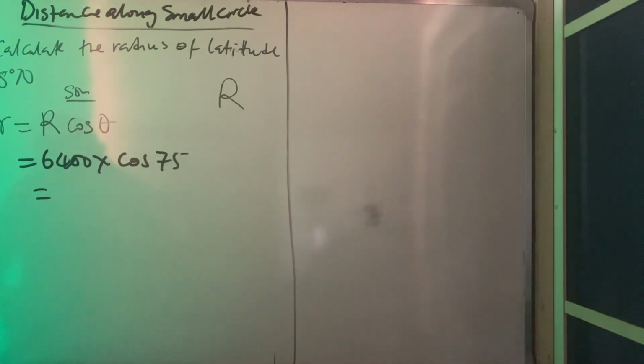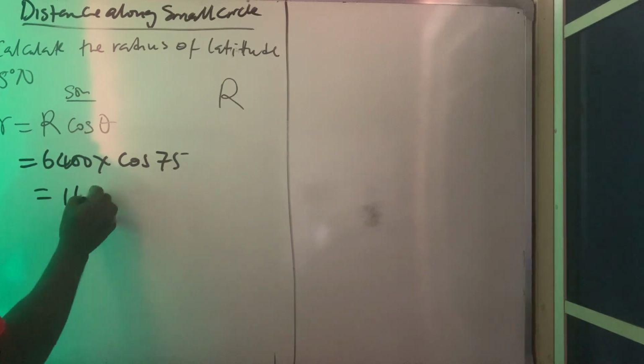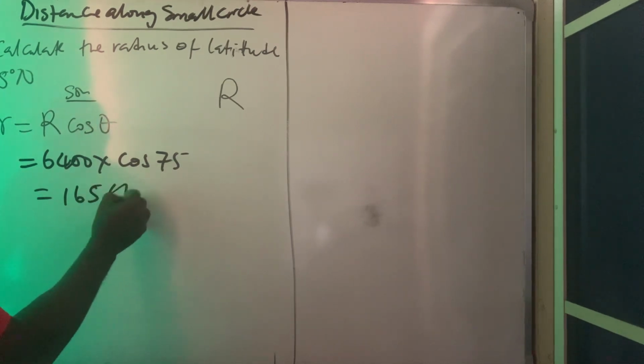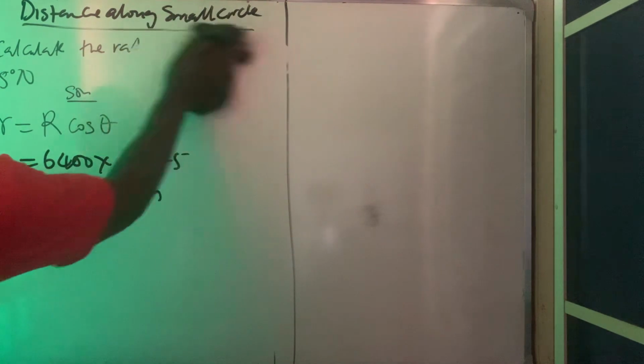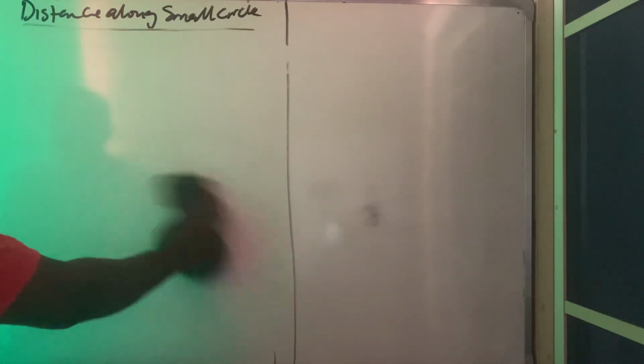So we have approximately 1656 kilometers. All right, this is very, very simple. But don't forget the radius of the earth is the same as the radius of the longitude. Please don't forget that.